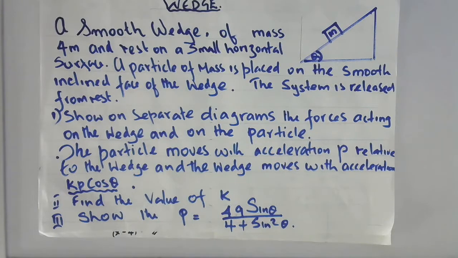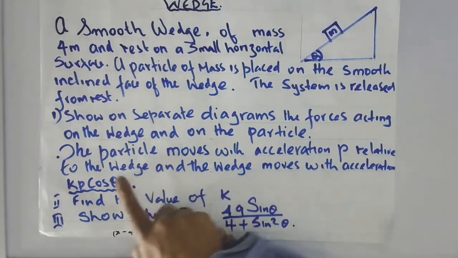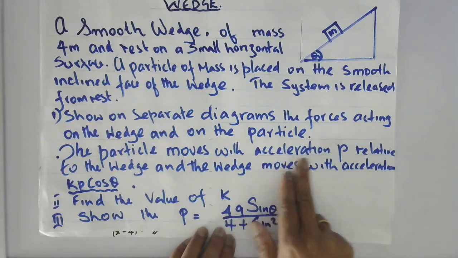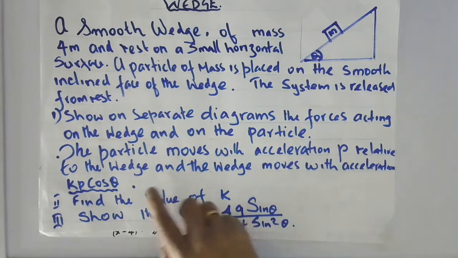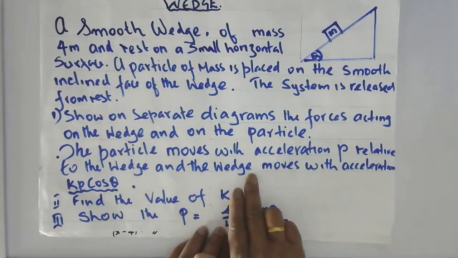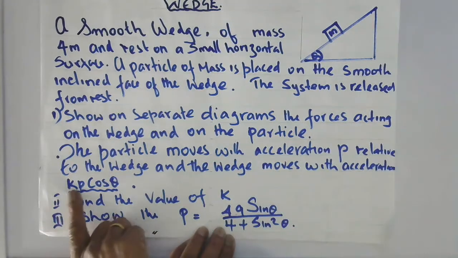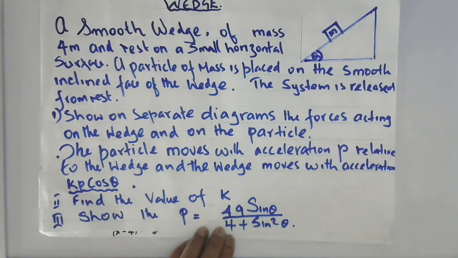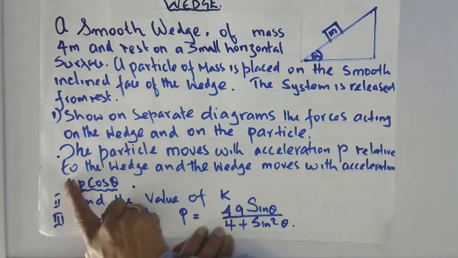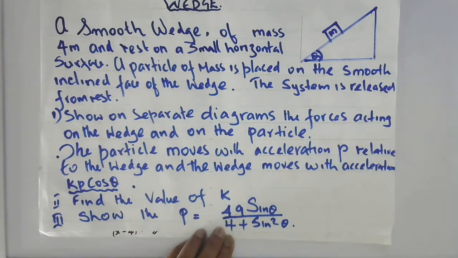The second part of the question: the particle moves with acceleration p relative to the wedge, and the wedge moves with an acceleration of kp cos theta. You have to find the value of k, and also show that p is equal to 49 sine theta over 4 plus sine square theta.